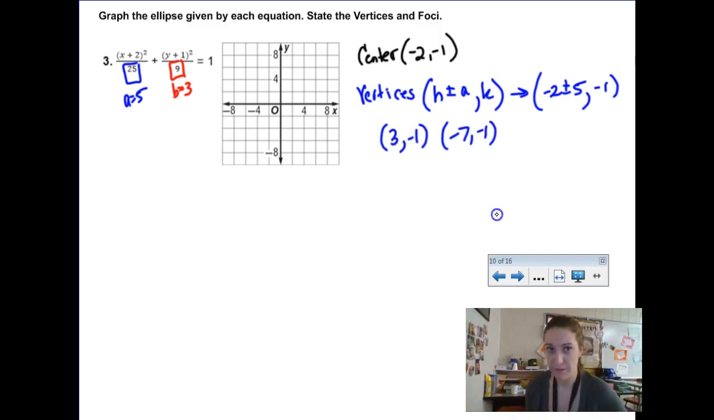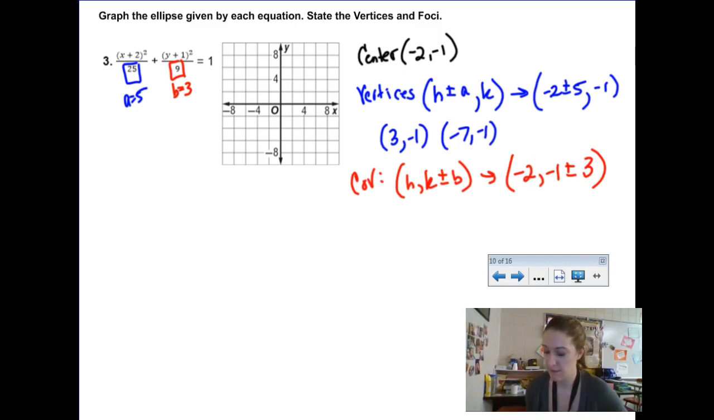Alright, and then for our minor vertices, co-vertices, that formula for a horizontal ellipse would be H, comma, K plus and minus the B value. So, -2, comma, -1, but we're going to add and subtract 3 units. Again, I think they're just easier to plot, but either way you have to give me the ordered pairs, so it's up to you. Alright, -2, comma, 2, and -2, comma, -4. Alright, let's plot this stuff.